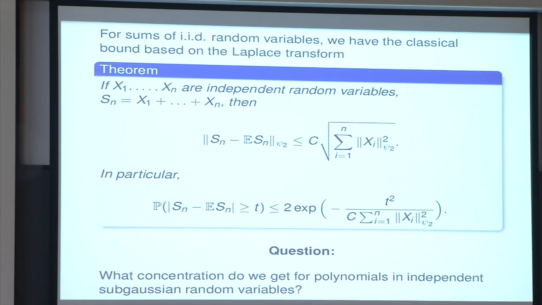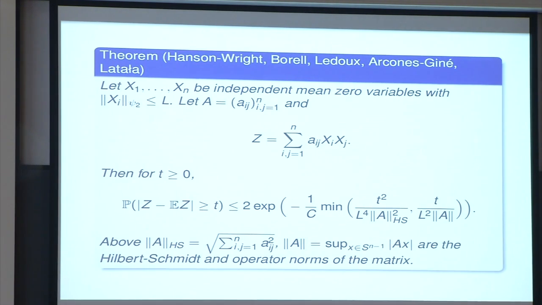So let's move to polynomials, but still in the simplest setting. Arguably, the simplest polynomial after the linear combination or the sum is a quadratic form. And here we have this classical inequality. It's usually called the Hanson-Wright inequality, but actually they proved something slightly weaker in the 70s. And later, in different settings, this inequality was recovered independently by many people.